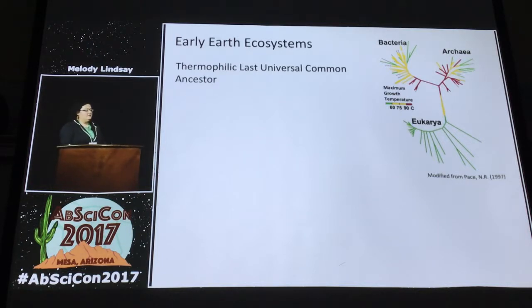And so this figure here is showing a depiction of the phylogenetic tree of life with cultivated representatives from all three domains. And overlaid on this tree are the colors which correspond to the maximum growth temperatures of these organisms. So you can see that early evolving bacteria and archaea are thermophilic, and therefore it is likely that the last universal common ancestor was also a thermophile.